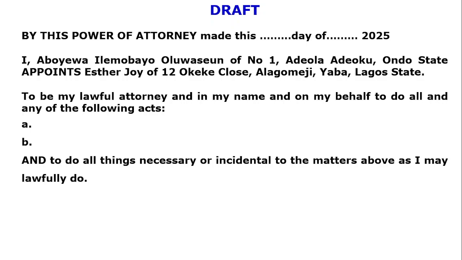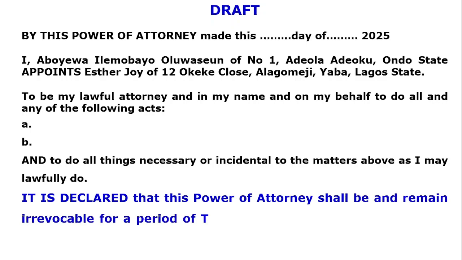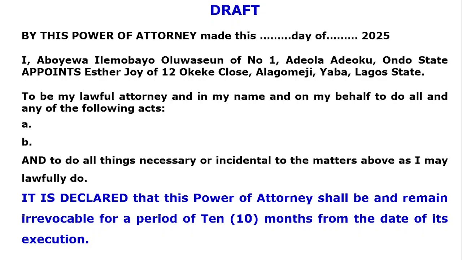stated to be irrevocable for a specified period of time. When you watch the main tutorial video, I already showed you how you will draft the one coupled with an interest and the one given for valuable consideration. So let's focus on the one stated to be irrevocable for a specific period not exceeding 12 calendar months. It is declared that this power of attorney shall be and remain irrevocable for a period of 10 months from the date of its execution.